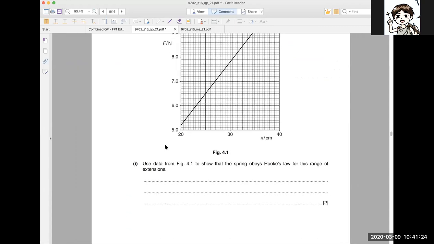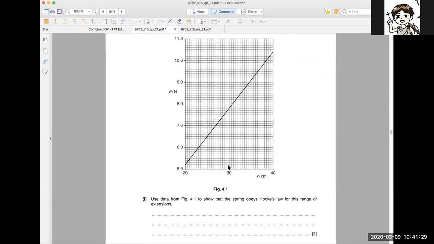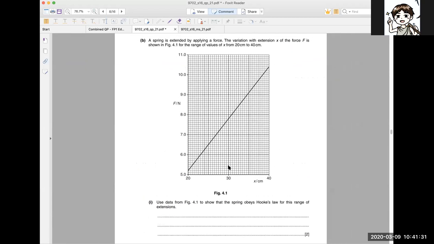So next one, show that the spring obeys Hooke's law for this range of extension. Constant gradient. Yes. But does it pass through the origin? No. Yeah, but that's for cm. It doesn't show extension. X is extension already. Oh, okay. Yeah, it says it at the top.